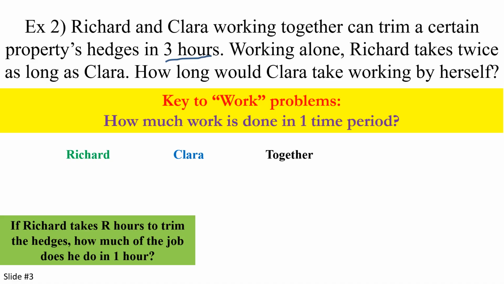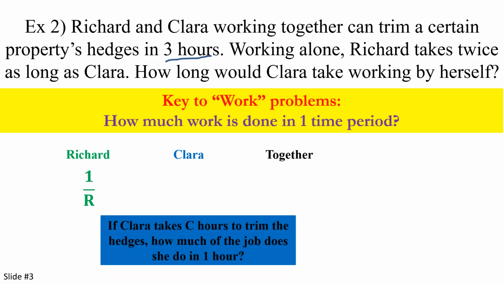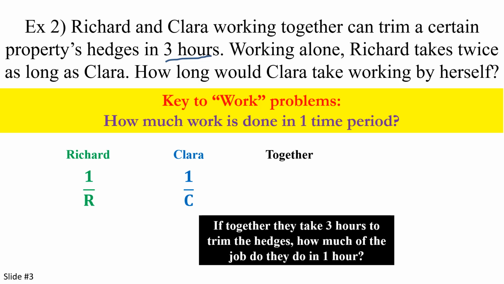So if Richard takes R hours, we don't know what it is, we'll just call it R hours. How much does he get done in 1 hour? He gets 1 over R. Clara, we don't know. We'll call it C hours. So in 1 hour, she gets 1 over C done. Together, it takes 3 hours. So in 1 hour, they're going to get 1/3 of the job done.